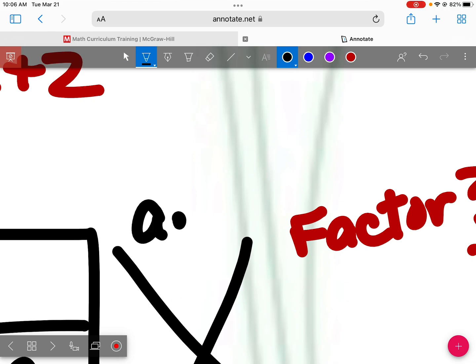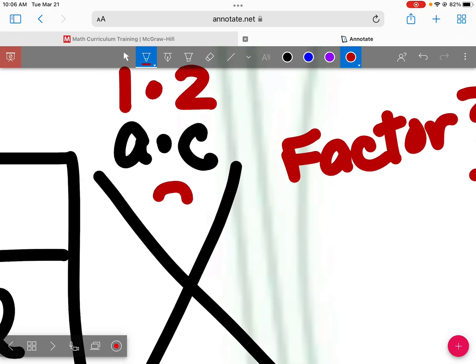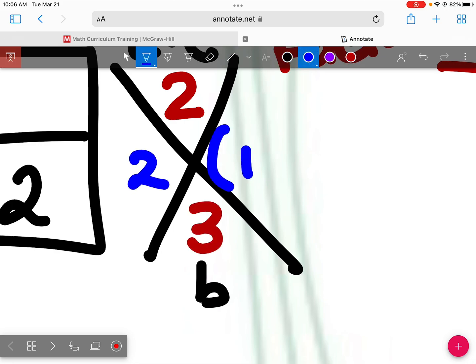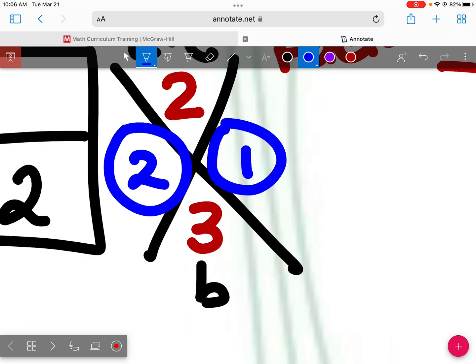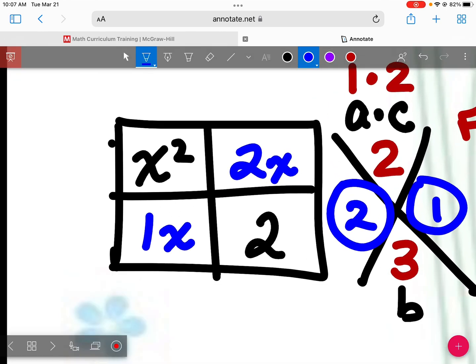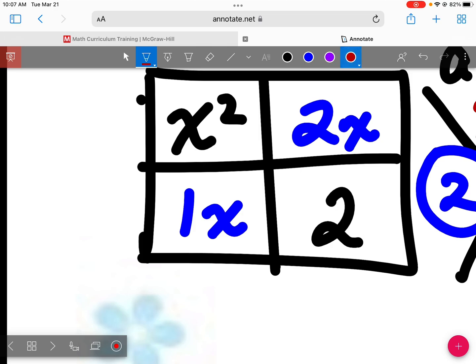A times c. So what numbers am I multiplying together? X squared and 2. So I have a 1x squared and a 2. So I need numbers that multiply together to give me 2, but add to give me what? What multiplies to 2 but adds to 3? 2 and 1. This does factor. So 2x and 1x.